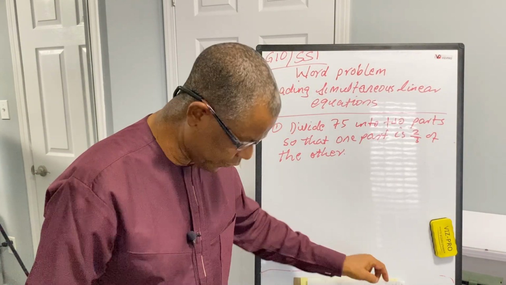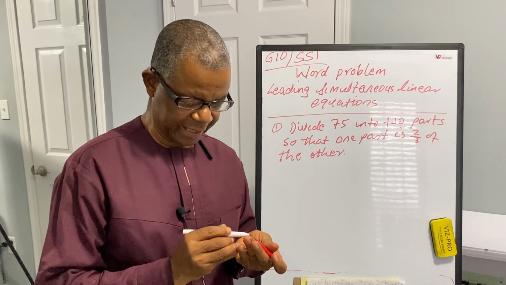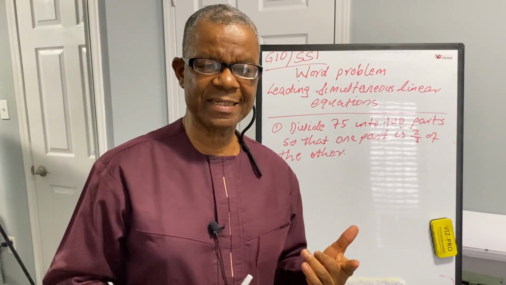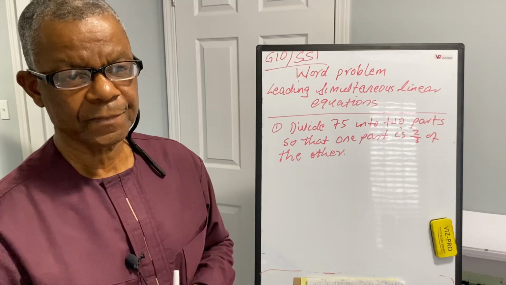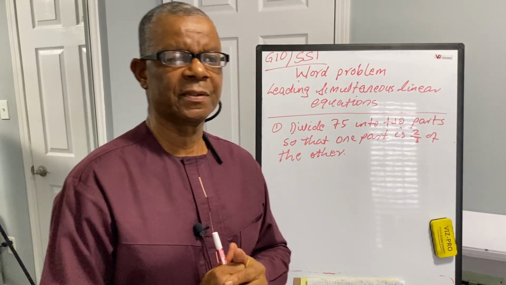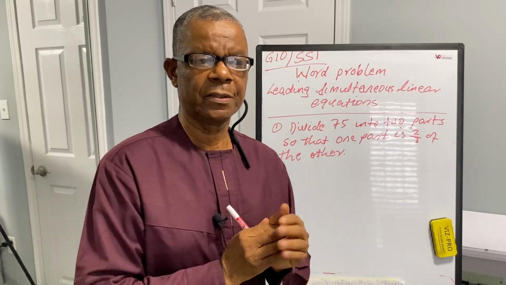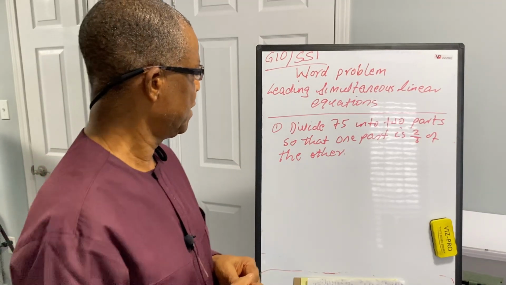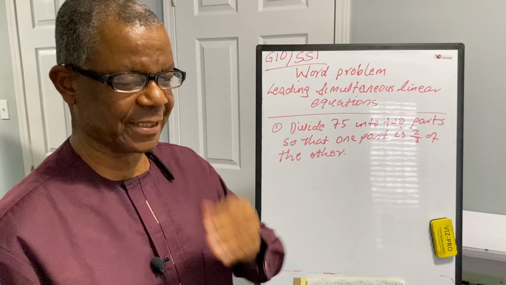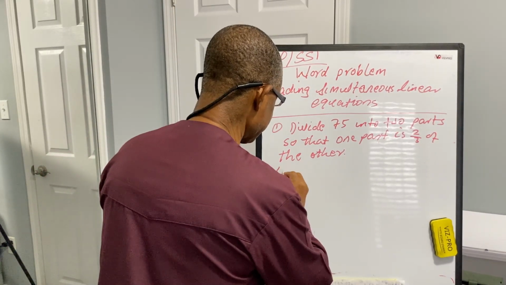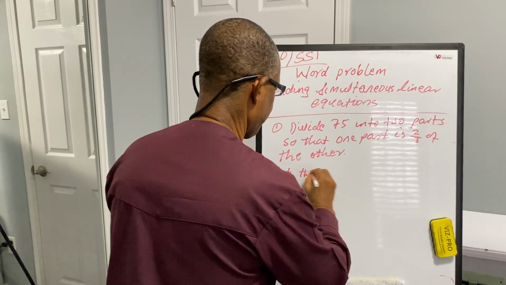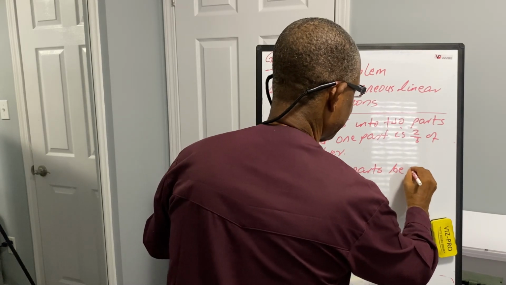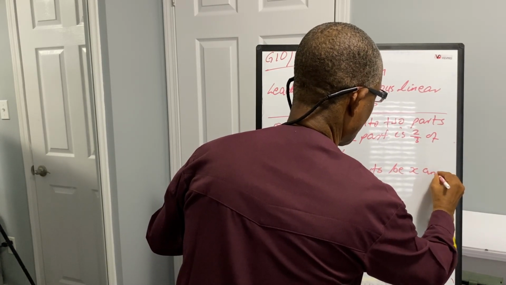Remember, word problem has no formula. You follow it word by word, sentence by sentence, until you have transcribed the sentences into arithmetic symbols. That is the essence of word problem, to enable you to acquire the ability of translating sentences into arithmetic symbols. We are expected to divide 75 into two parts. We now say, let the two parts be x and y.